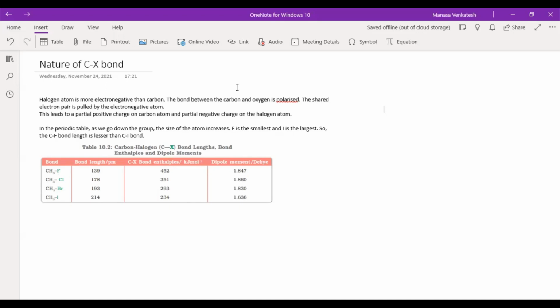And one more thing, as we go down the group, the size of the halogen atom increases. So the bond length will vary with respect to the size of the halogen atom as well. So bond length of C-F is less because fluorine is very small compared to C-I, where iodine is very big compared to fluorine. So that's about the C-X bond. Sorry, this is supposed to be not oxygen, it's halogen. So the nature of the carbon-halogen bond is polarized, and this is because of the presence of a highly electronegative halogen atom compared to that of our carbon atom.